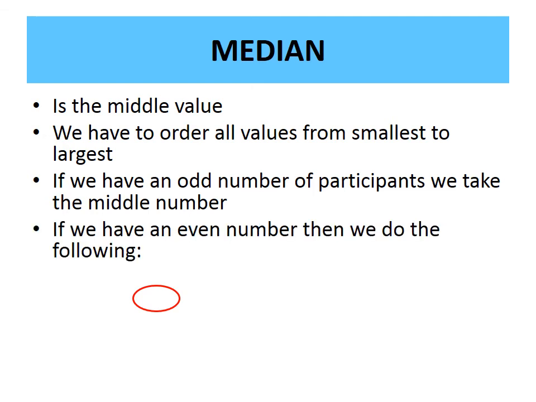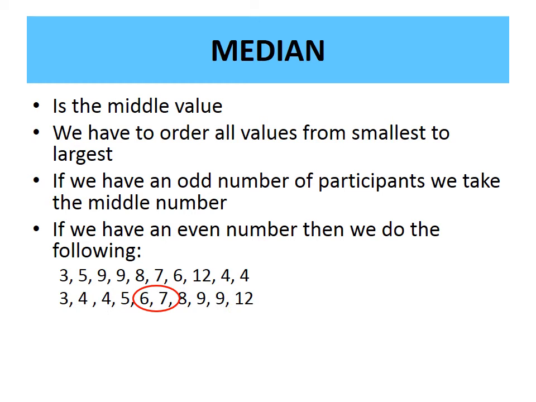However, if we have an even number, which we do in our data set if we're looking at shoe size, then we have to do the following. So we take all of our shoe sizes and we place them in order. As you can see, the smallest is on the left and the largest is all the way on the right. We have two numbers in the middle at the moment, 6 and 7.